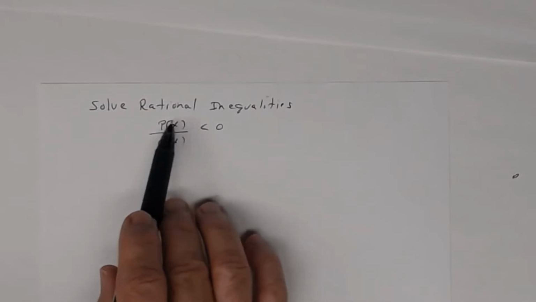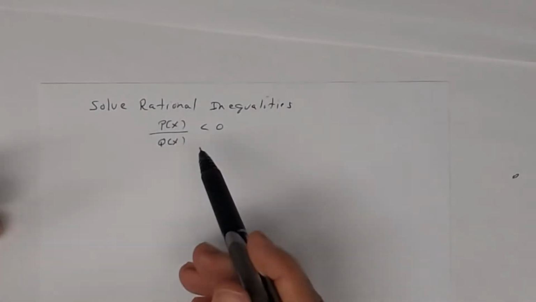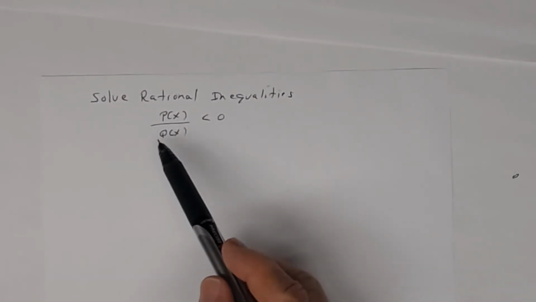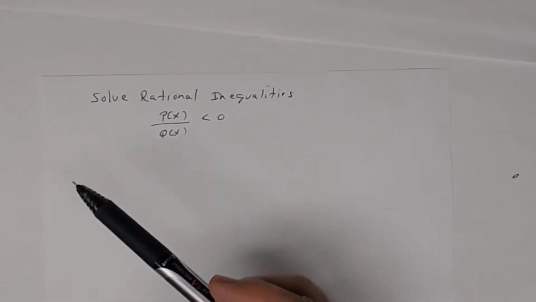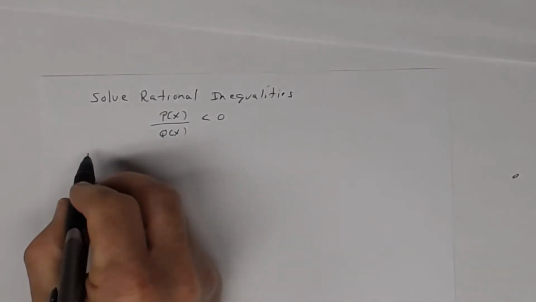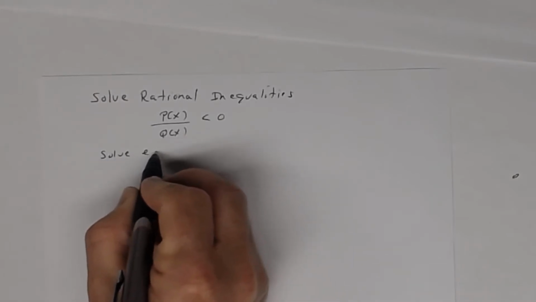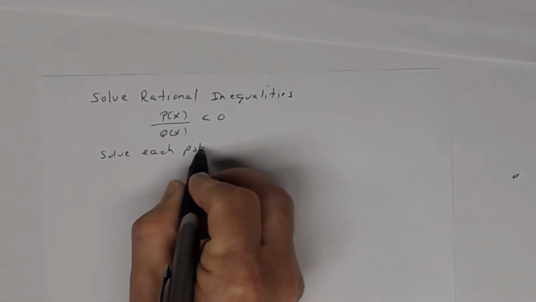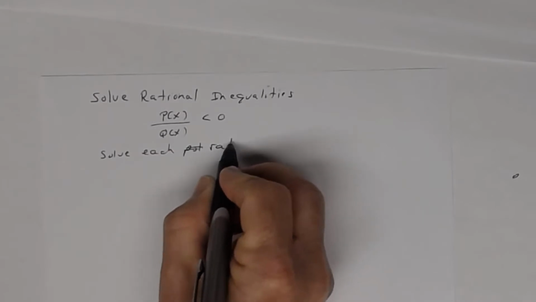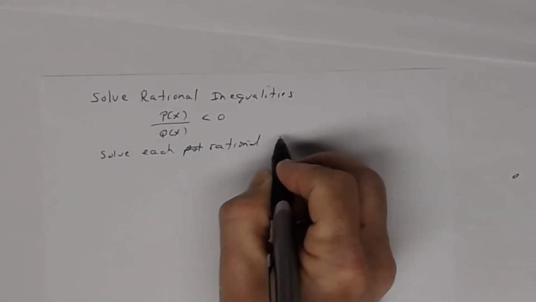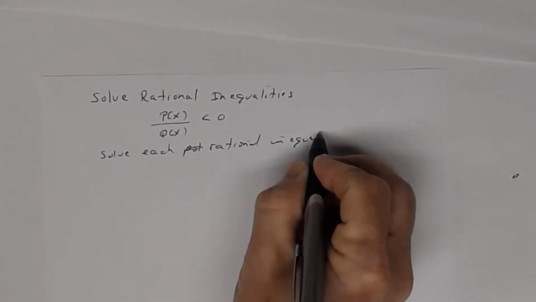In particular, you're going to have a polynomial divided by a polynomial. For example, the directions will say: solve each rational inequality.